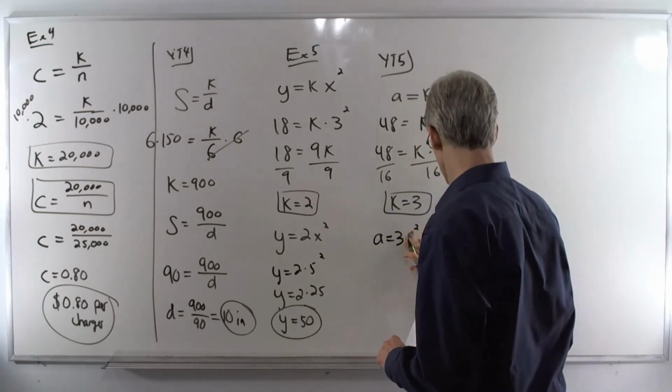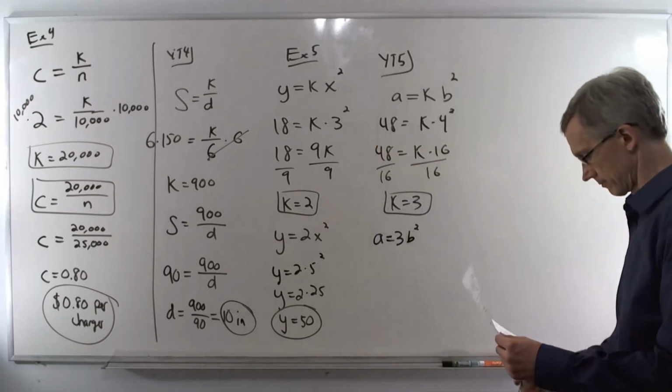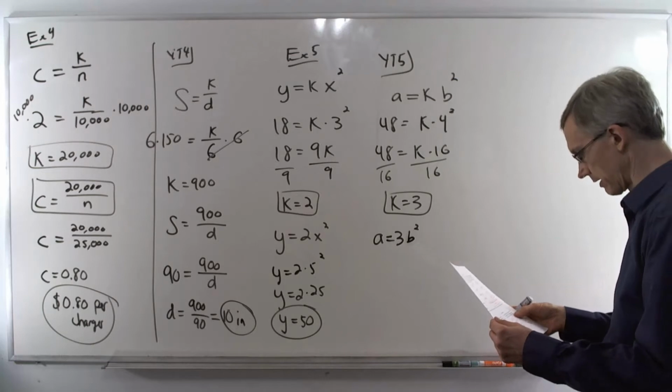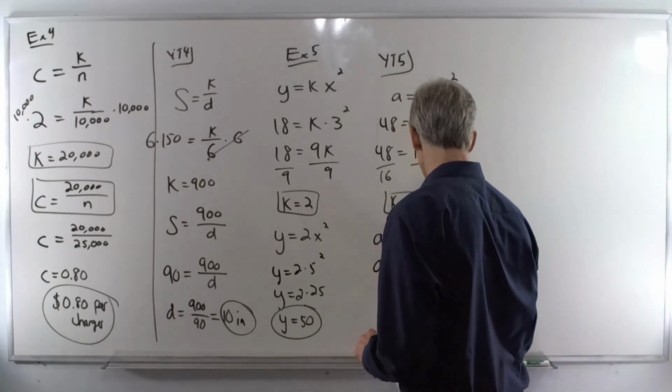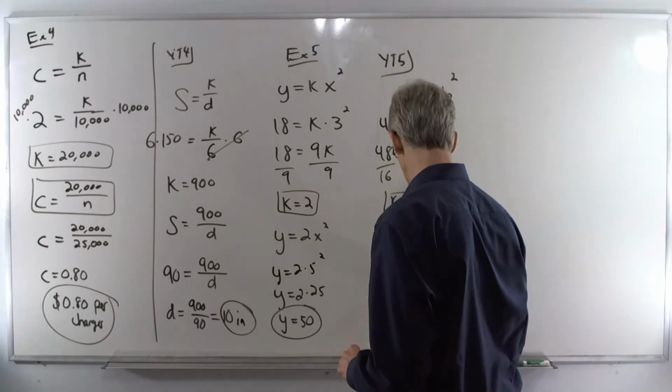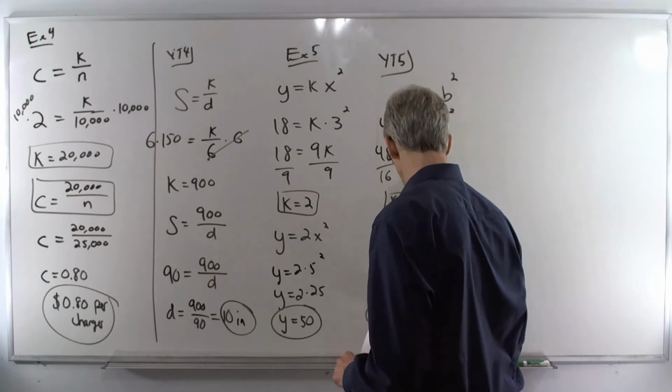A equals 3b squared. And now we're given b equals 2. So a equals 3 times 2 squared, which is 3 times 4, or 12.